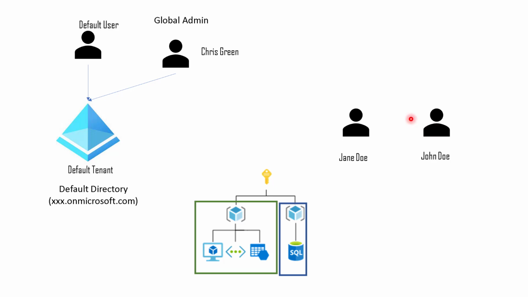Okay, so in our current architecture, we've got four users. We've got the default user, we've got Chris Green, we've got Jane, and we've got John. So what we need to do is assign Jane and John owner access to this particular resource group. Now, there are two ways in which you can do it.